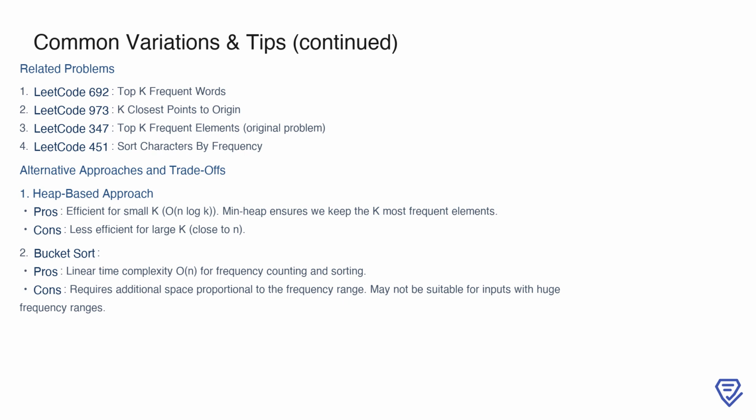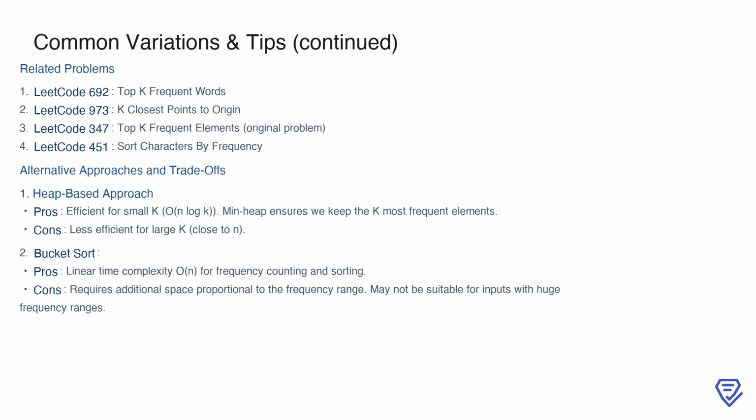For instance, LeetCode 692, which focuses on finding the top k frequent words, offers a similar challenge but with strings instead of integers. Then there's LeetCode 973, which asks for the k closest points to the origin, presenting a geometric twist to the idea of prioritizing elements. Of course, the original problem, LeetCode 347, remains a foundational one. Another variation is LeetCode 451, where the goal is to sort characters by frequency, which involves a slightly different output format but shares similar computational principles.